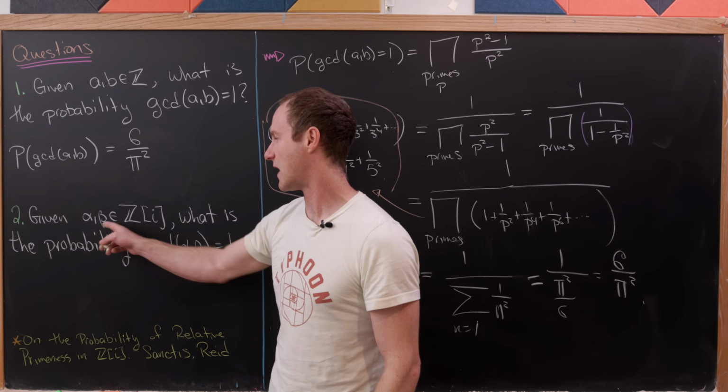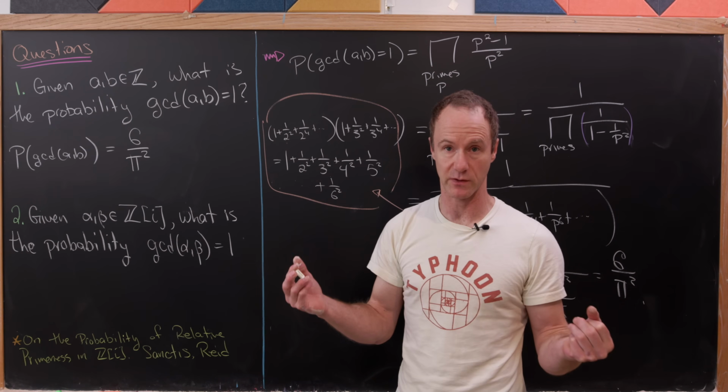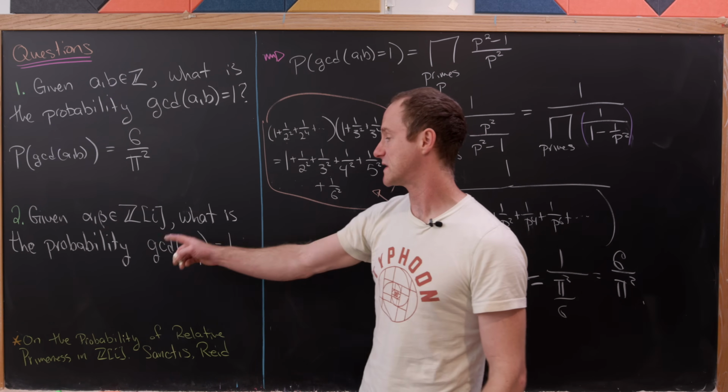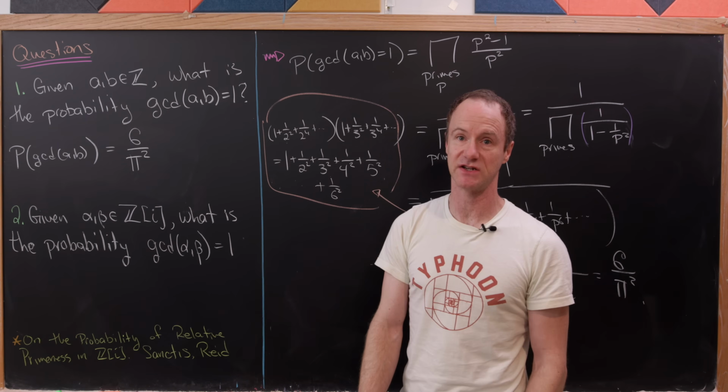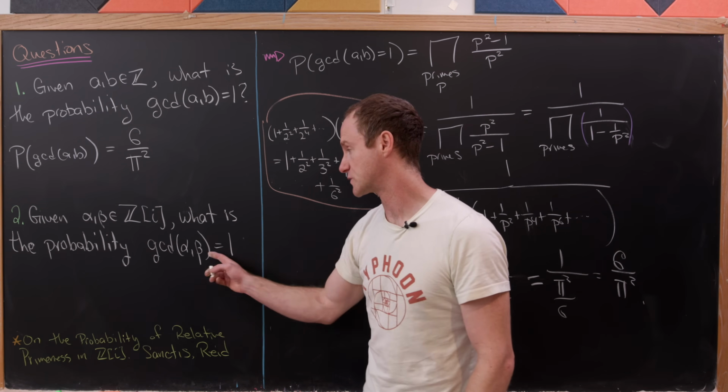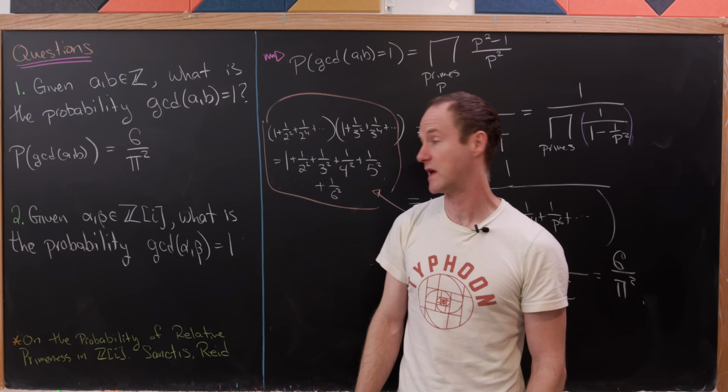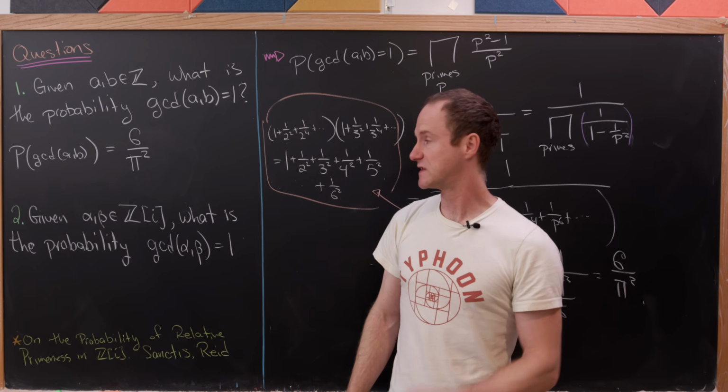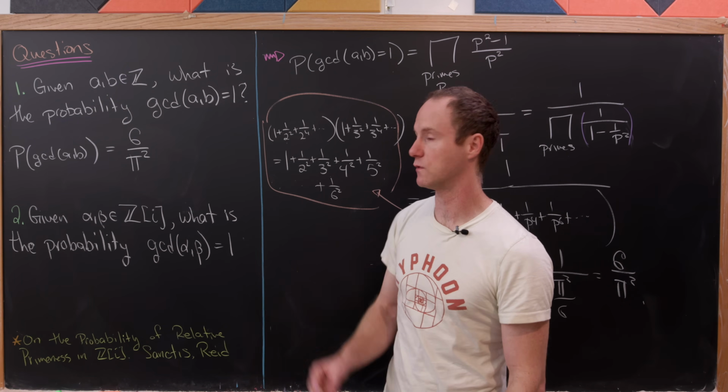We could write this as alpha, beta in Z adjoin i. That's how we would say the Gaussian integers. What's the probability that these Gaussian integers are relatively prime? In other words, what's the probability the GCD of alpha and beta is 1? Okay, so let's see how we'll approach this follow-up question.